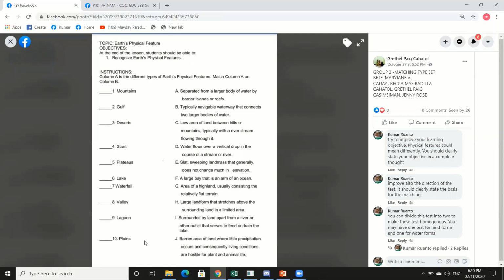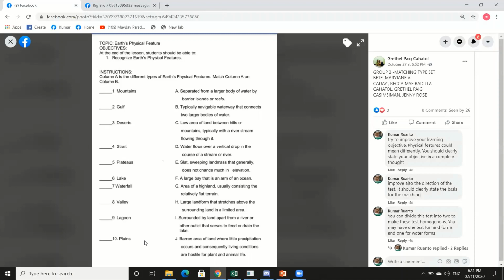So it would be comfortable for your students. When the longer statements or the questions are on the right side, let's say when you're going to place item A to item one, "separated from a larger body of water by barrier islands or reefs," when they're going to answer, they will just look onto the right side. So if you're using small words or lesser length in your column B, it's easier for them to locate the answer.